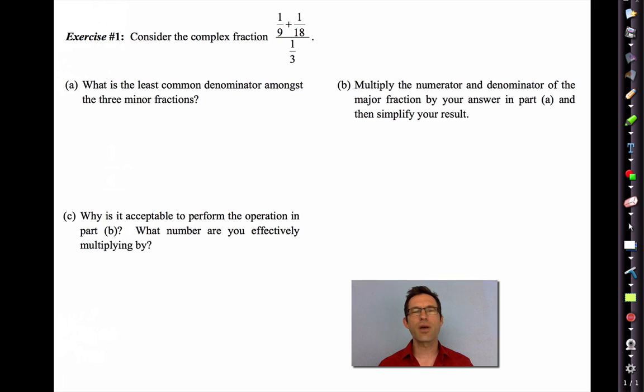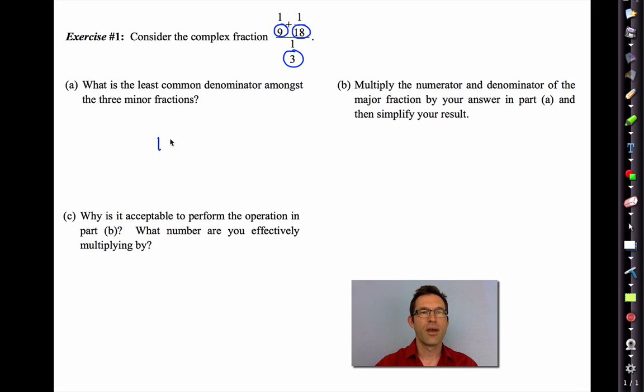Exercise 1. Consider the complex fraction 1/9 plus 1/18 divided by 1/3. Letter A. What is the least common denominator amongst the three minor fractions? In other words, the 9, the 18, and the 3. What is the least common denominator? If you were going to add those all up together, what denominator would you use?